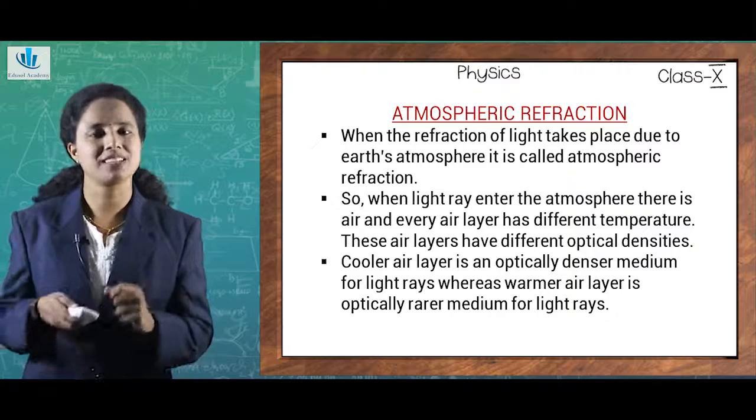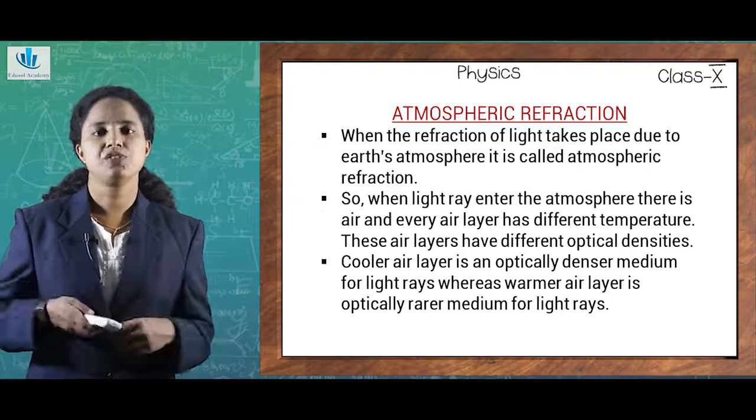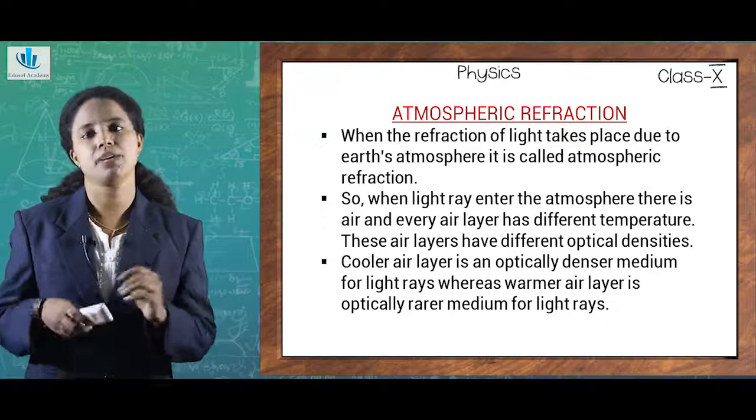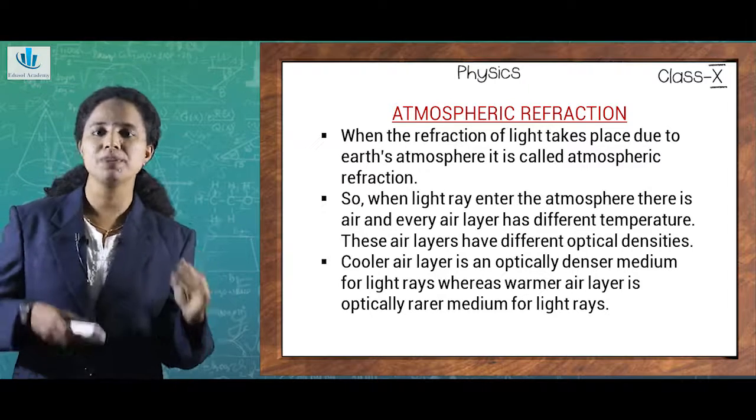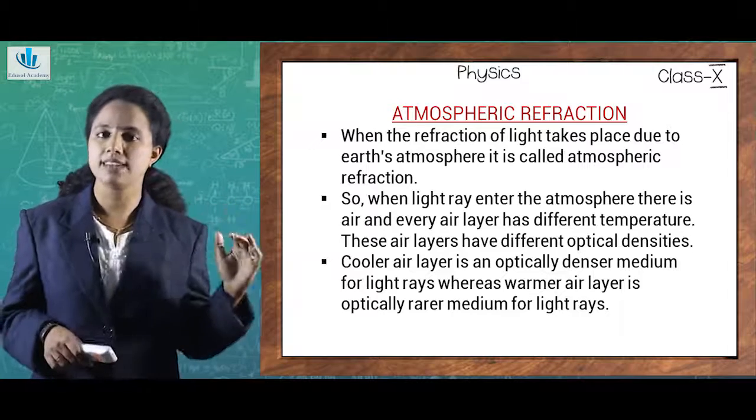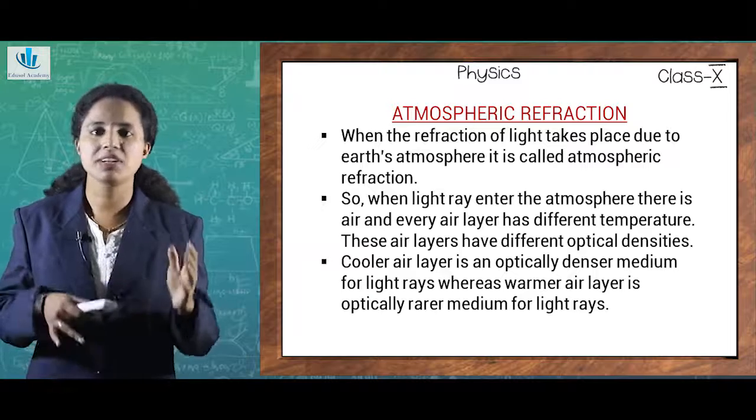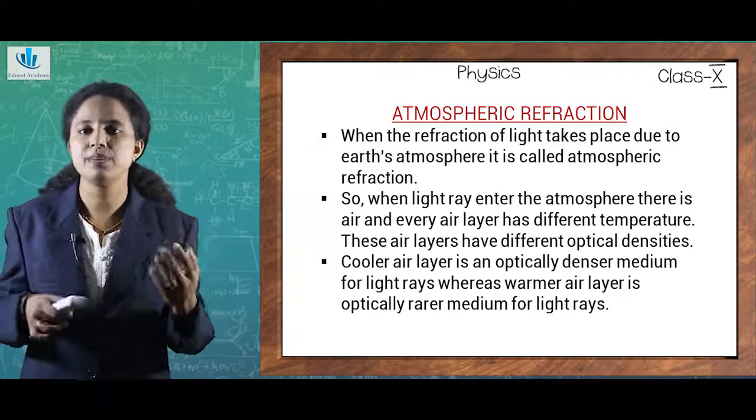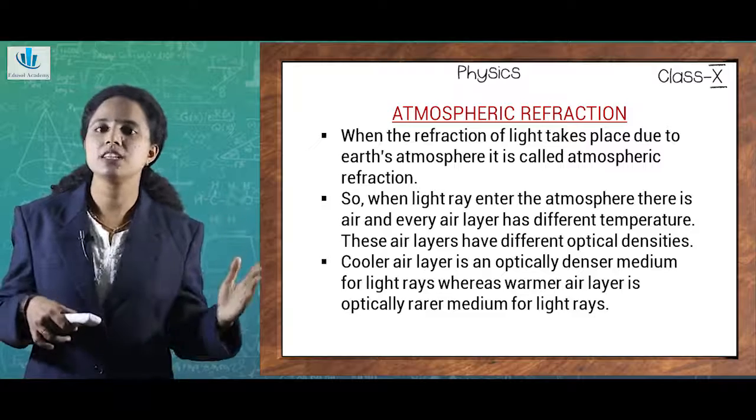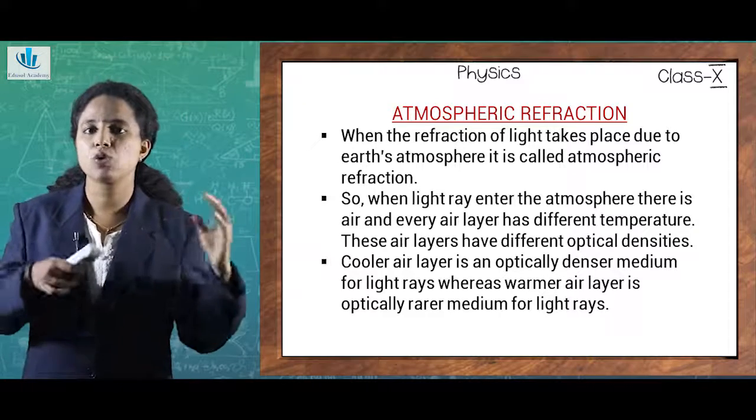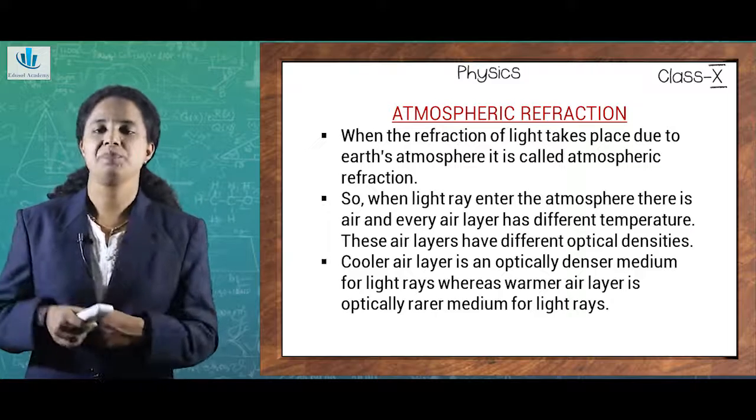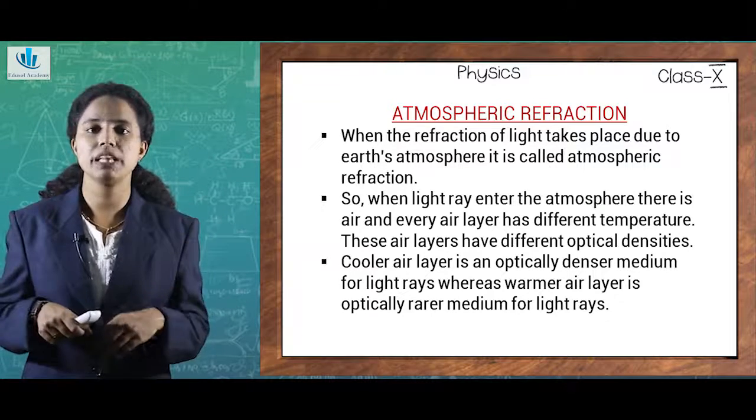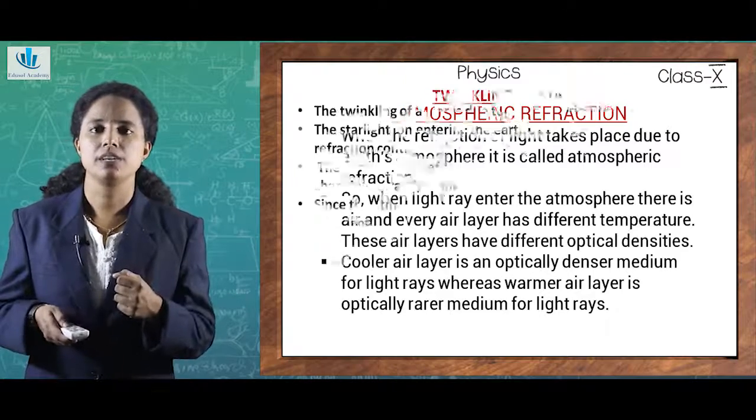So how does this atmospheric refraction take place? When light rays enter the atmosphere, there is air, and every air layer has a different temperature. These air layers have different optical densities, isn't it? Air has different layers, and these layers have different optical densities. We already know that every place in the air doesn't have the same density. So there will be a cooler air layer as well as a warmer air layer. The cooler air layer will be the optically denser one, whereas the warmer air layer will be the optically rarer medium for the light rays.